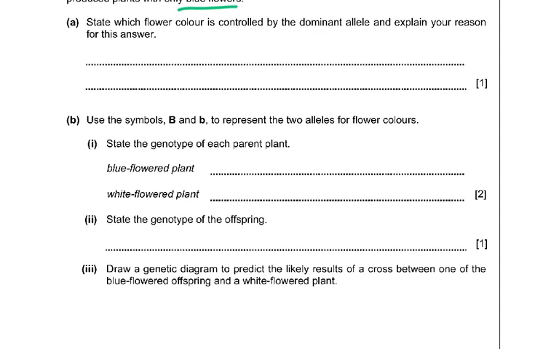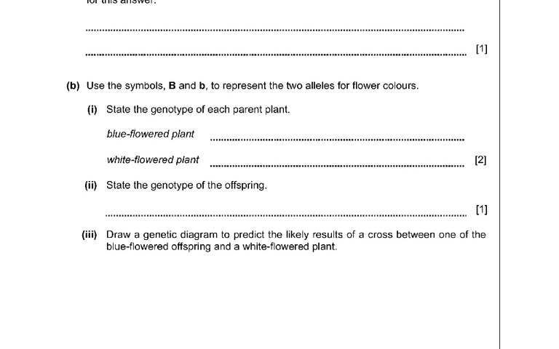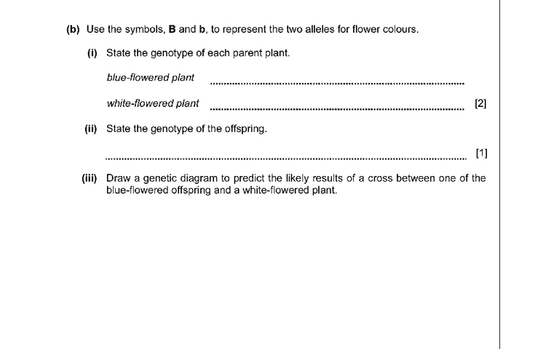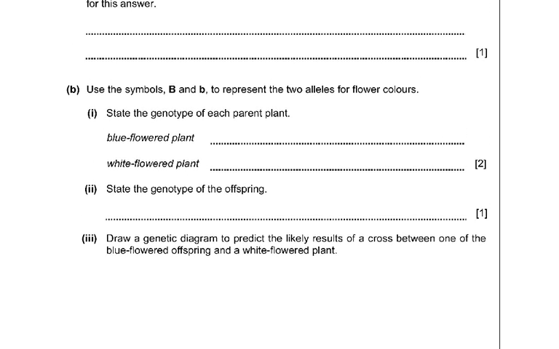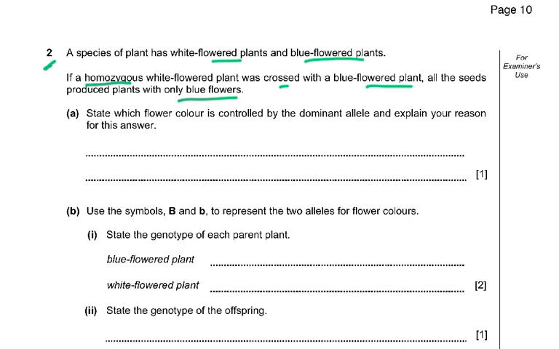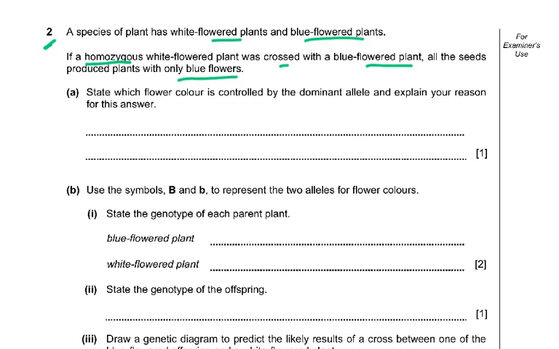State the genotype of each parent plant. Blue plant, white plant. State the genotypes of the offspring. Draw a genetic diagram to predict the likely results of a cross between one of the blue offspring and a white flowered plant. Now please pause the video here. I'm going to just scroll it so that you all can do it again.